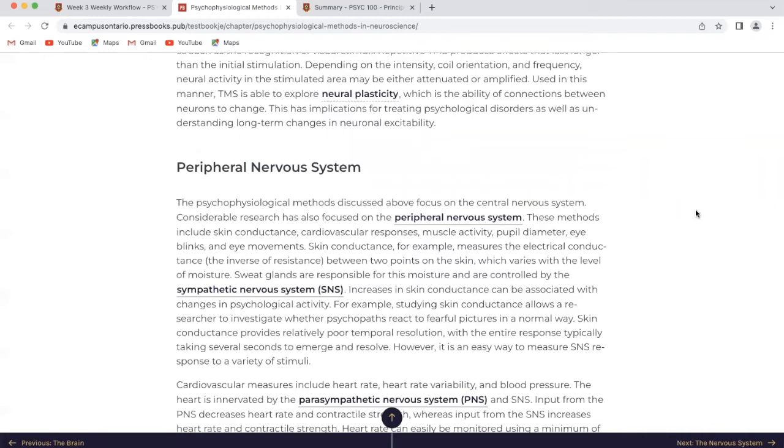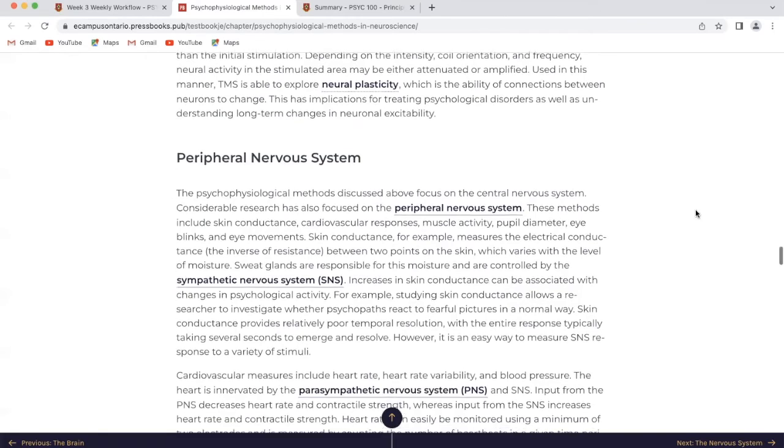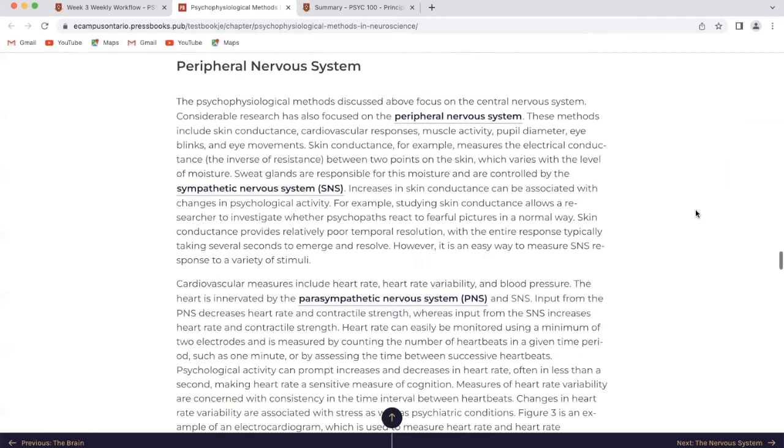Peripheral nervous system. The psychophysiological methods discussed above focus on the central nervous system. Considerable research has also focused on the peripheral nervous system. These methods include skin conductance, cardiovascular response, muscle activity, pupil diameter, eye blinks, and eye movements.